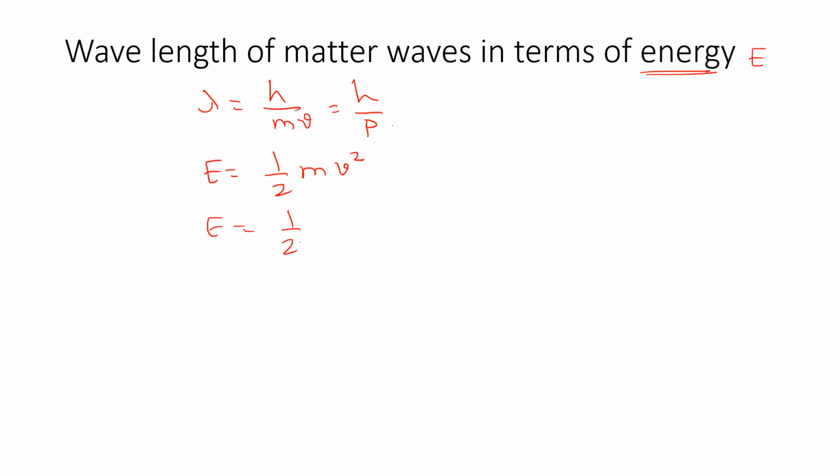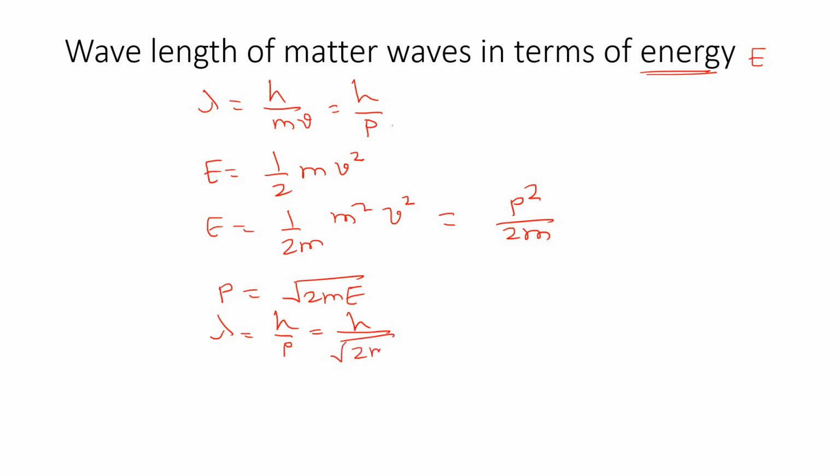This can be written as 1 by 2m into m square v square, because we can write it in terms of p. So, E is equal to p square by 2m. So p will be equal to under root twice mE. So we can simply have an expression for lambda equal to h upon p, which is equal to h upon under root twice mE. So this is lambda, the wavelength of matter waves in terms of energy E of the particle.